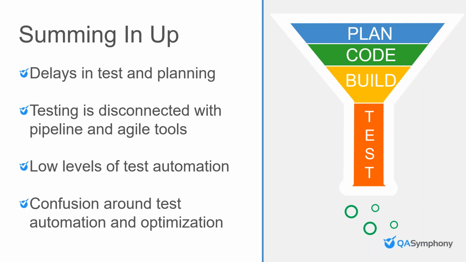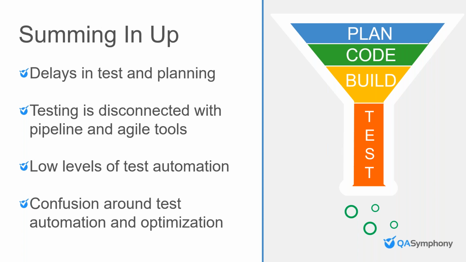So to sum it all up, here's what you've got. You've got delays in tests and planning. You've got testing that's disconnected from the pipeline and agile tools. Looking back at the version 1 report earlier, you've got these low levels of test automation. That's a trend. It's almost stagnant. It's not really increasing from 2017 to 2018, as we see in the Sauce Labs report.